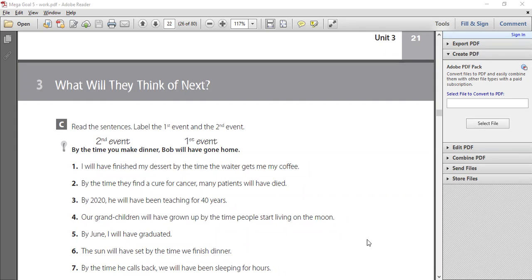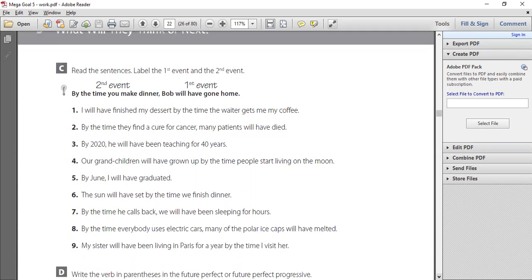So which one is the first one? By the time I finish my dessert. Yes, I will have finished my dessert. This is the first event. And the second one is that the waiter gets me my coffee. So let's write here. First event. And by the time the waiter gets me my coffee is the second event.